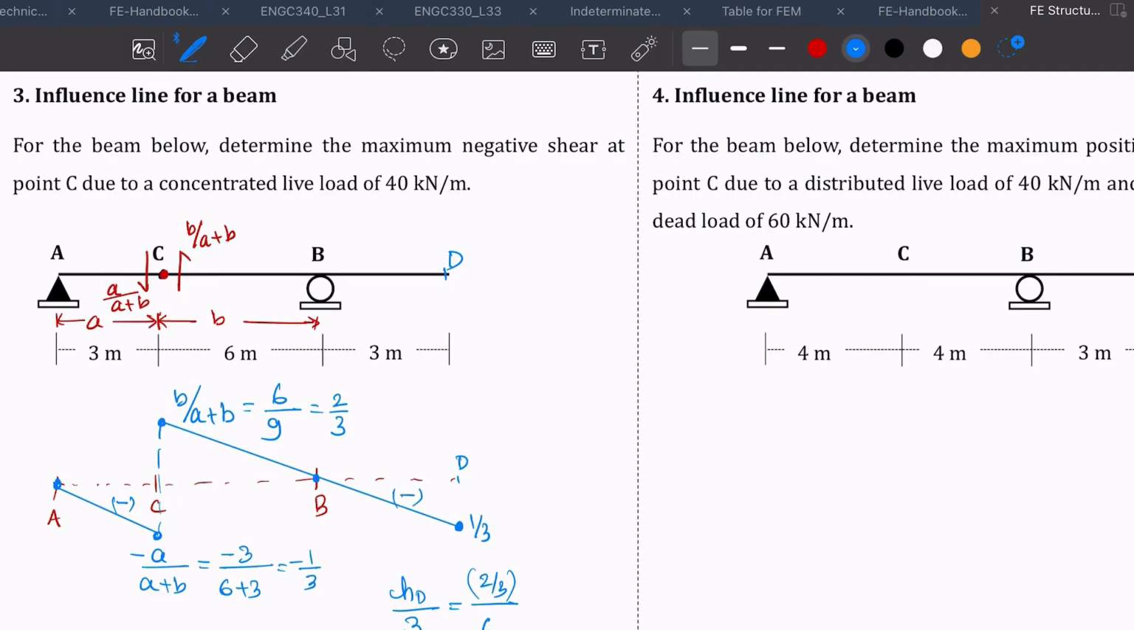And you'll see that this is negative shear, and this is positive shear. So you have negative shear and you have positive shear, and what it's asking for is the maximum negative shear at point C. Because we're only interested in negative, and they are live loads, which means they are not a permanent load, you can put the load only at the region where it's negative. So you put a load here and here, which means that you load the UDL over section AC and BD.